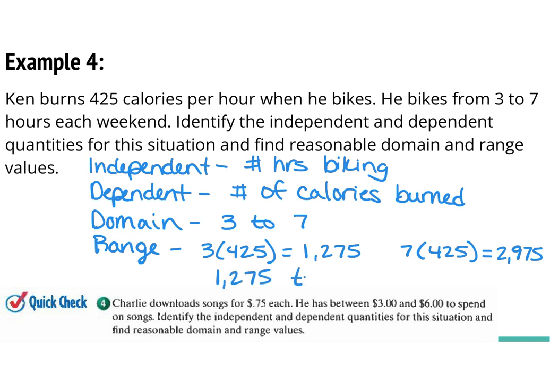So our range then is 1,275 to 2,975. All right, so that is the range of calories that he could burn based on how much he biked.